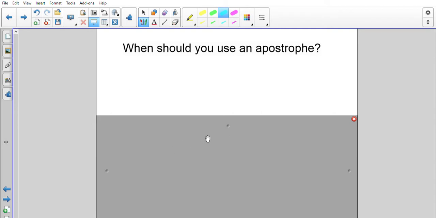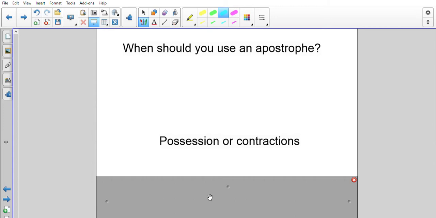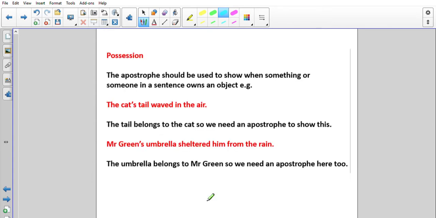You should use an apostrophe when you are talking about somebody's possession or when it is a contraction. So when it's somebody's possession, if it's shown that somebody owns something, the apostrophe goes before the S. So if you have a look here, the cat's tail waved in the air. That tail belongs to the cat, so we need an apostrophe. Mr. Green's umbrella sheltered him from the rain. The umbrella belongs to Mr. Green.